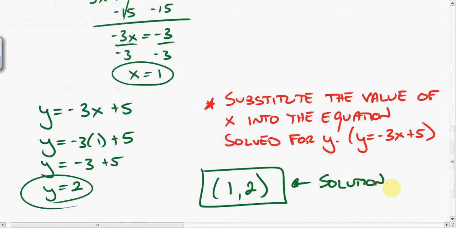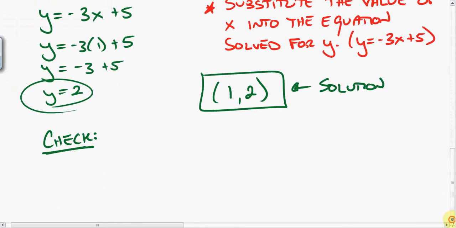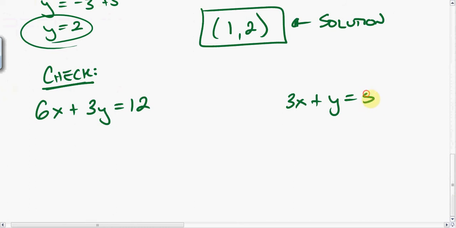How do we know we're right? We've got to check. So that's the next thing we're going to do. We're going to check, and remember, you always check with the original problem. So what were the two equations in the original system? The first one was 6x plus 3y equals 12. And the second one was 3x plus y equals 5.